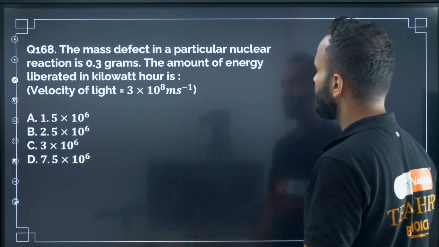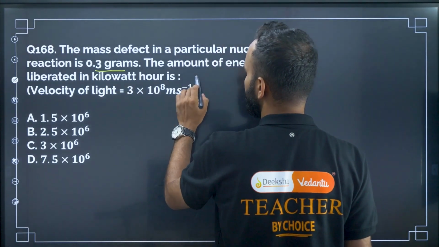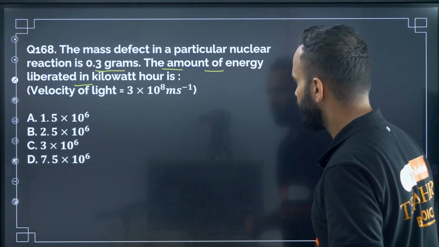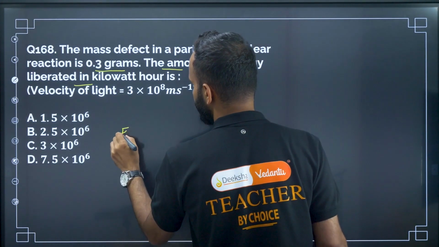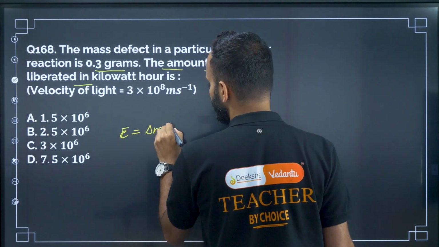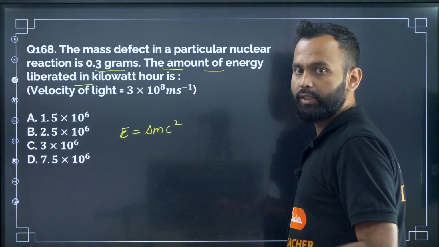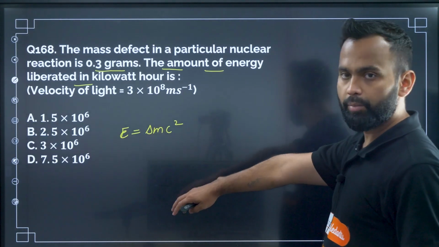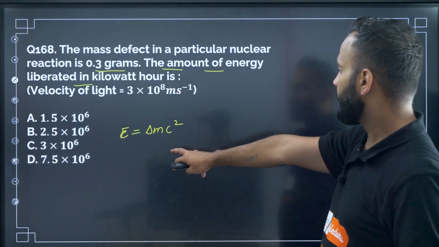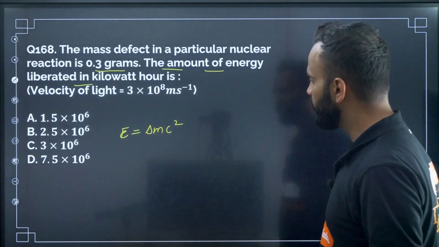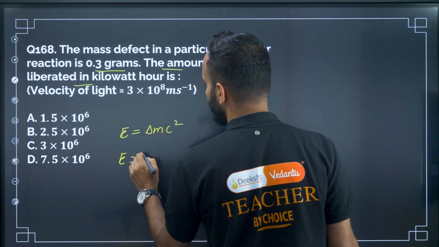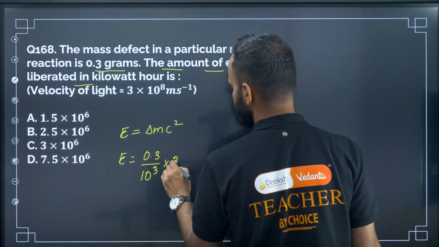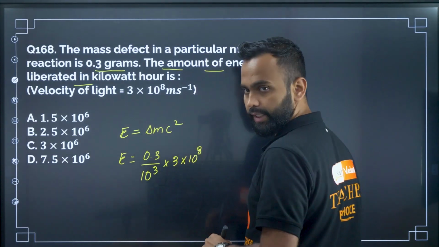The mass defect in a particular nuclear reaction is 0.3 grams. The amount of energy liberated in kilowatt hour is? So energy in joule, E equal to delta m into c square, Einstein's energy-mass equation. Here the mass, 0.3 grams, is completely converted into energy. So E is equal to 0.3 divided by 10 to the power 3 into c square, where c is 3 into 10 to the power 8 meter per second.